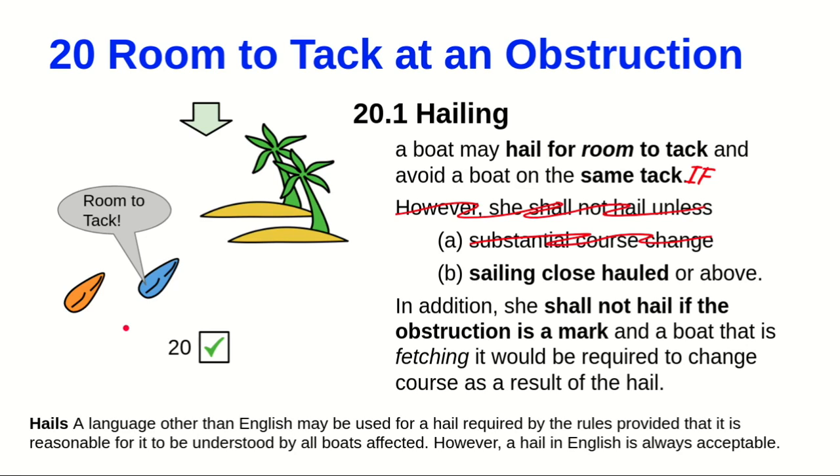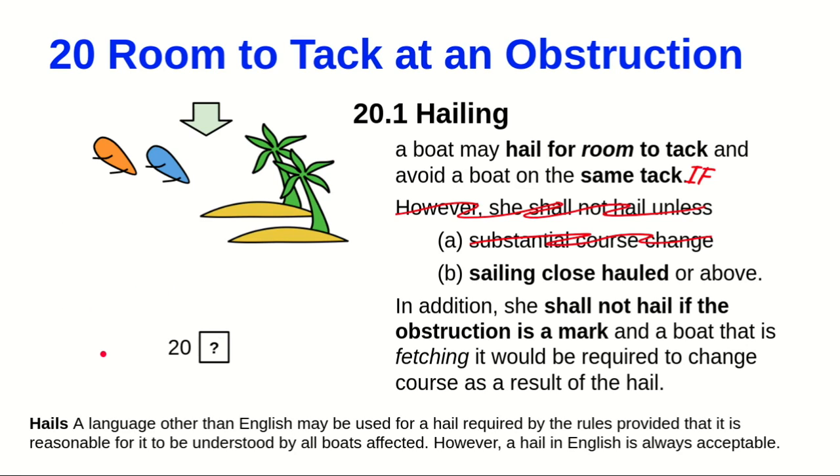Is the best way of doing it. Okay, what about these two boats coming towards the island? Does Rule 20 apply to them? A boat may hail for room to tack if sailing close hauled or above. Well, these guys aren't sailing close hauled or above, they're coming downwind. So therefore, Rule 20 doesn't apply to them.